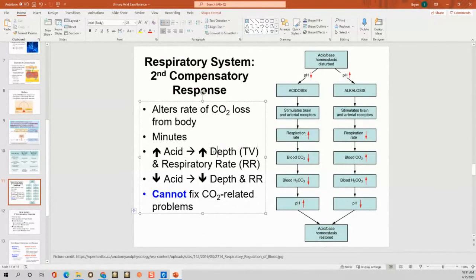We know that if we have acidosis, both tidal volume and respiratory rate are going to increase, and we know that if we have alkalosis, both of those are going to decrease. I got a big bold thing down here: cannot fix CO2 related problems. That doesn't make sense to students yet. We're going to get there. I'm going to come back to this idea. But please highlight this, asterisk this.